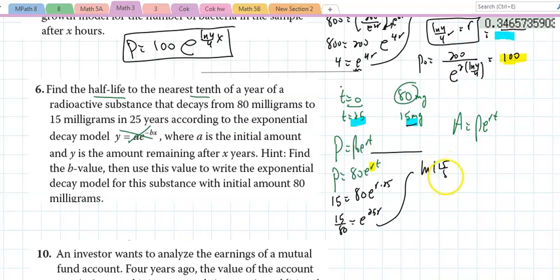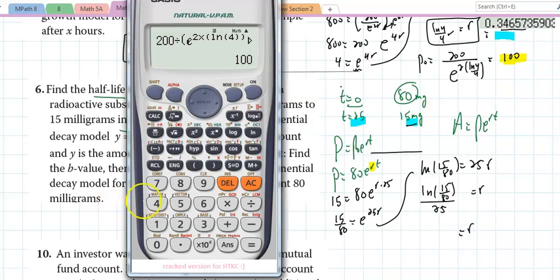Natural log of 15 over 80 equals 25R. So R is natural log of 15 over 80 divided by 25. Right? Now I'm going to show you how to do this on a calculator. Not the answer, that is. I'm going to show you how to use the calculation to work out the problem. So R is really a big decimal if I'm going to carry it.